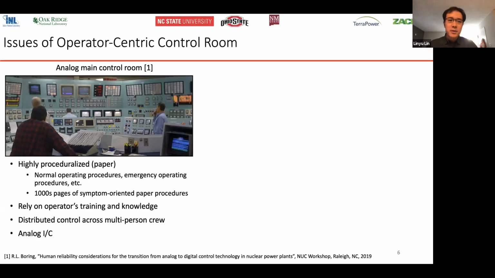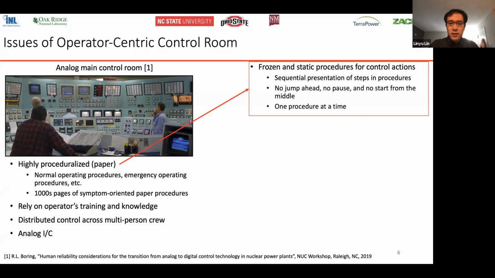So this is a typical classic operator-centric control room, and you can see there are some features for this control room. First, all the control procedures are highly procedurized. They are all written on paper, and it gives all the operating procedures during normal and emergency situations. So the issue of this is all of the procedures are frozen and static. That means you can only conduct the procedure step by step without jumping ahead, without pausing, or without starting from the middle. And also, you can only conduct one procedure at a time.